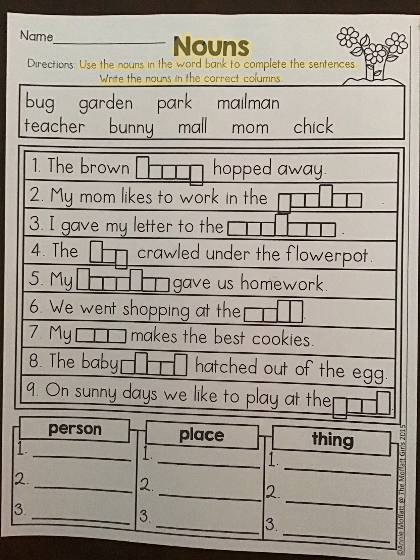bug, garden. Ooh, look at that R controlled vowel, A-R. A-R says R. Park. Ooh, yippee, another A-R, R. Mailman. Teacher. Oh, I see another R controlled vowel, E-R. Bunny. Mall. Mom. And chick.